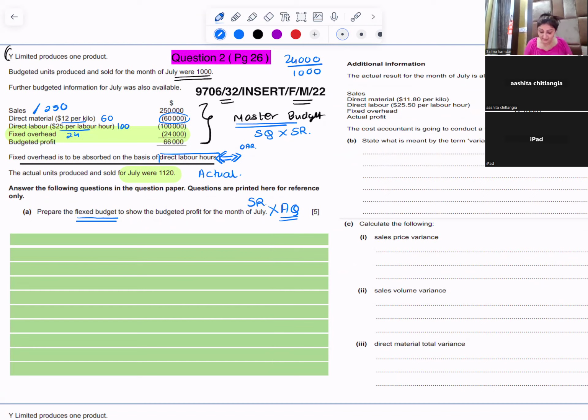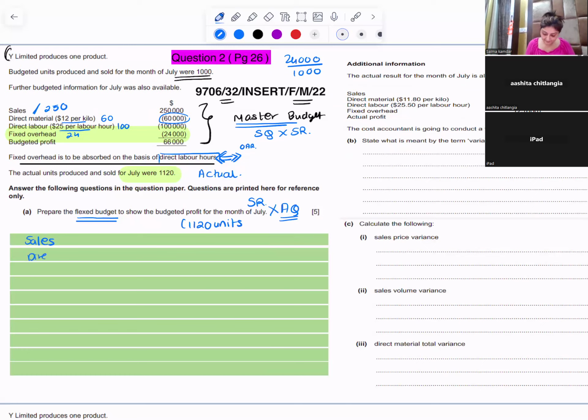I have to flex the budget, taking the standard rate but multiply it with the actual quantity. Actual quantity. Okay. Sales. So this flex budget will be for how many units? It will be for 1120. 1120 units. So come on, sales.